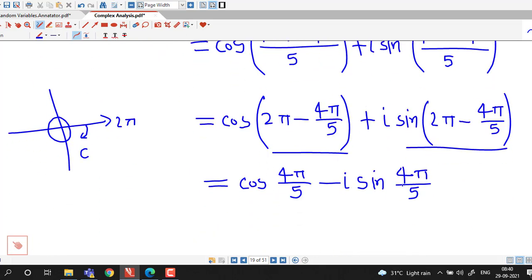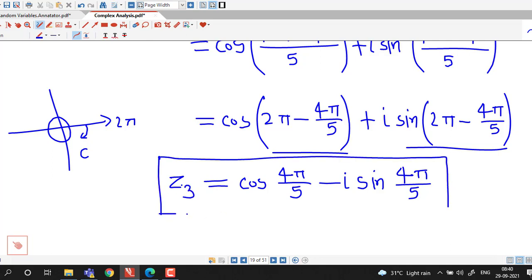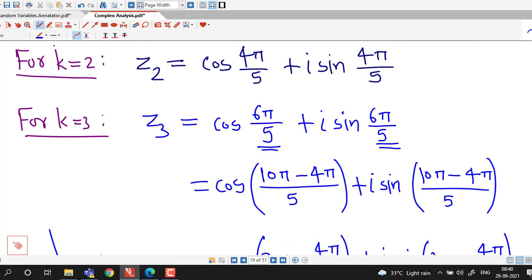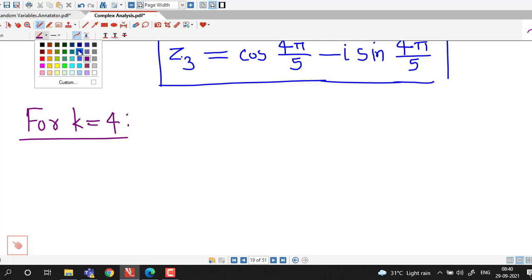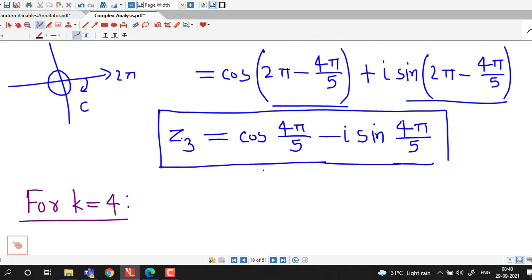So this is the fourth complex root corresponding to k equal to 3. So here I have to write z3. So this is z3. Here the angle is now 4 pi by 5, which is less than pi. Now we find out the last complex root corresponding to k equal to 4. So for k equal to 4, we substitute k equal to 4 in that formula.